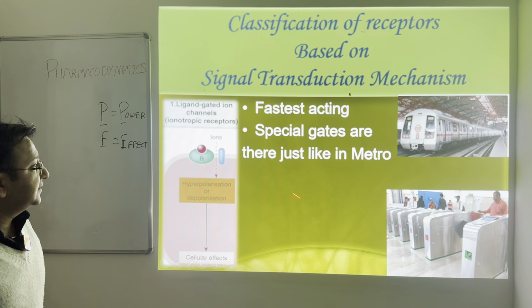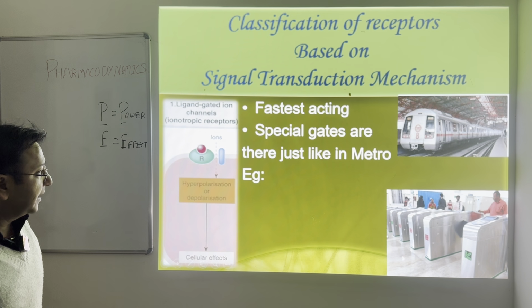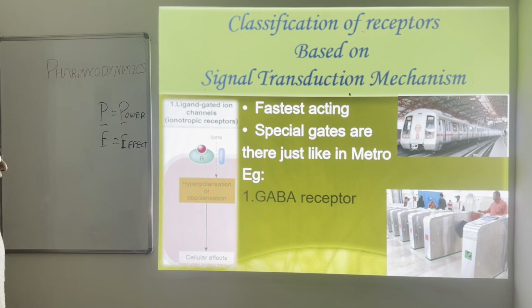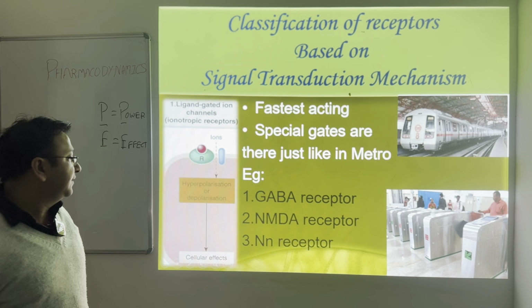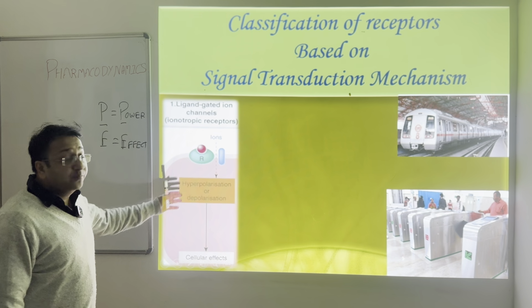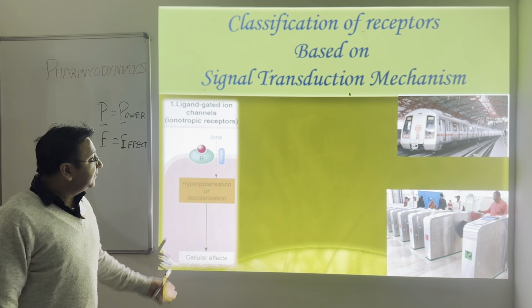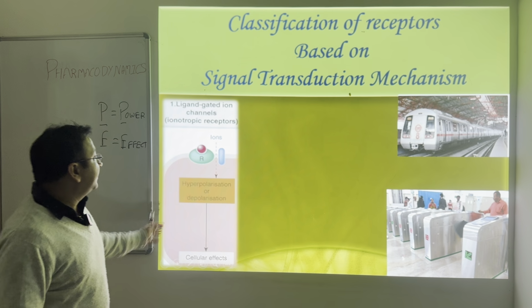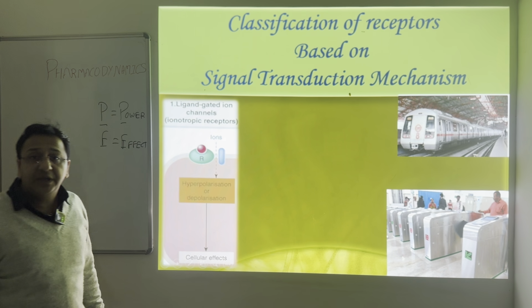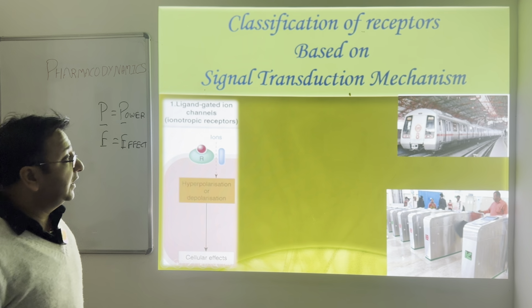Special gates are there just like in the metro, and examples of that are the GABA receptor, NMDA receptor, and NM receptor. Why is it important? Because we get the response very quickly. When the drug binds to the receptor, we get the response, hyperpolarization or depolarization, very quickly.